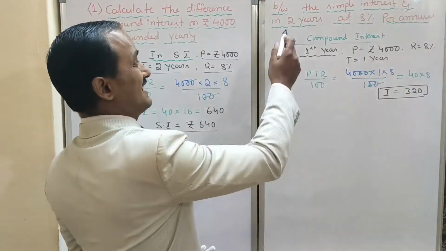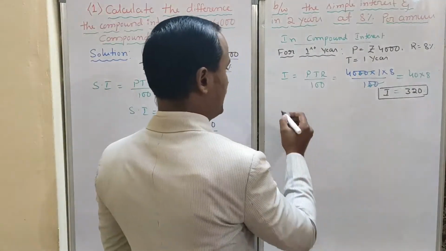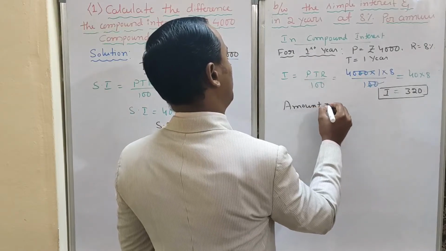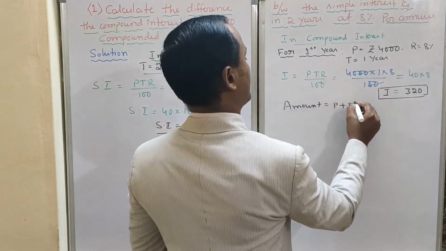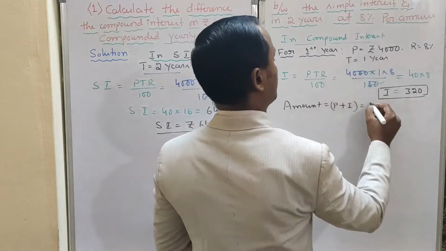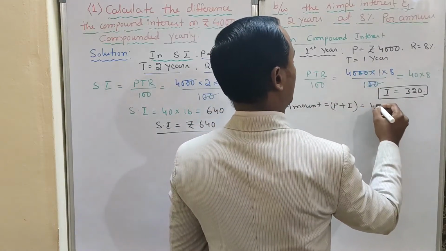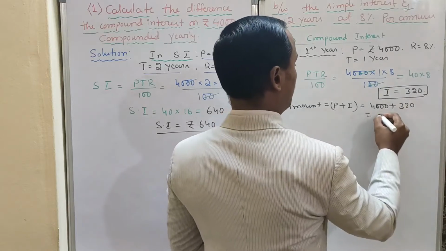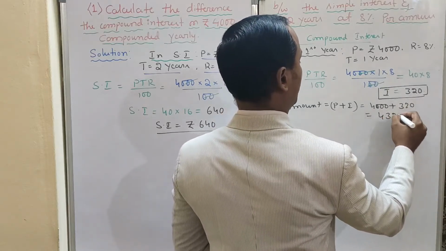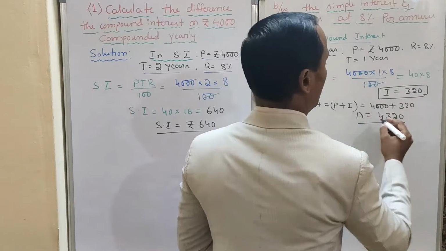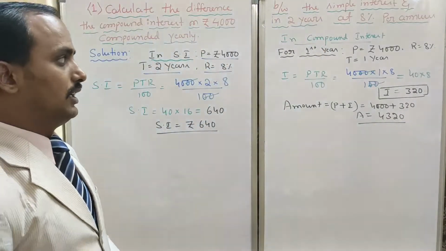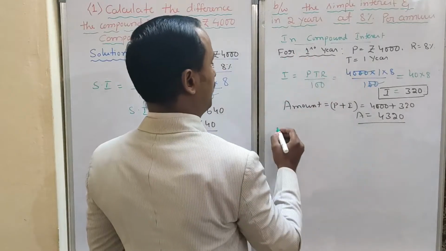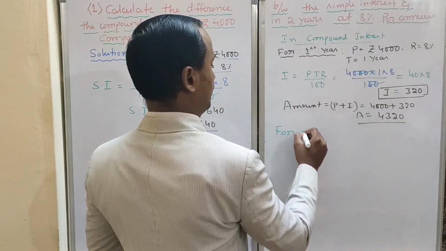Understand? I want the second year compound interest. The first year amount is equal to principal plus interest. Principal is 4,000 plus interest 320 is equal to 4,320 rupees, the amount at the end of the first year. Now directly coming to the next step, dear children. First year over.